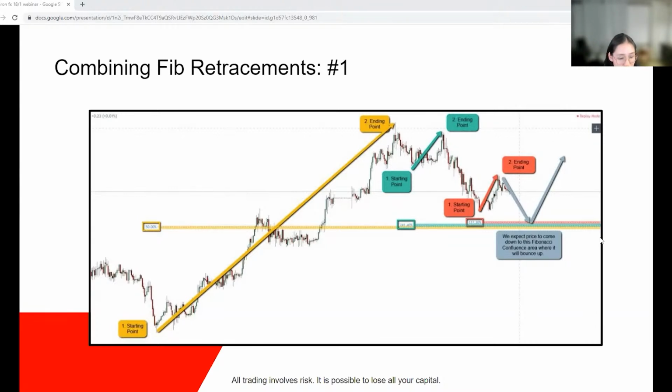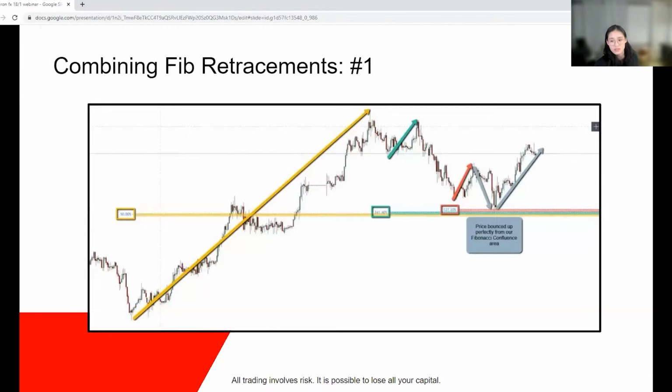Okay, so we'll show you the result of this. As you can see in this picture, price went down to touch this strong area of Fibonacci confluence support, and it bounced up nicely. Okay, any questions so far?